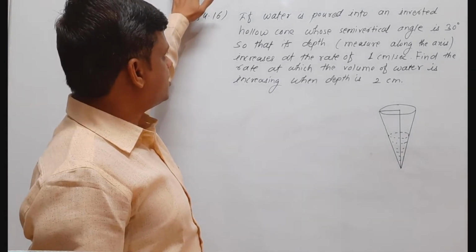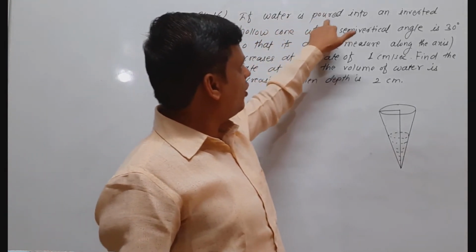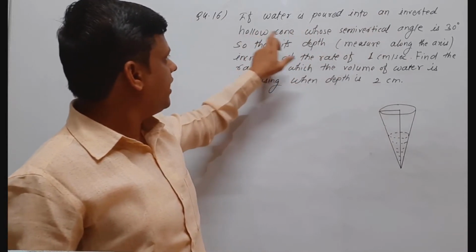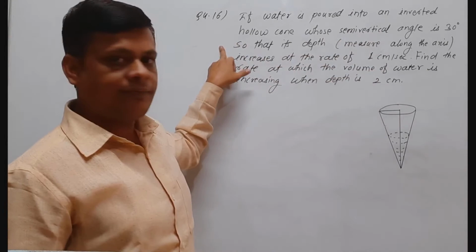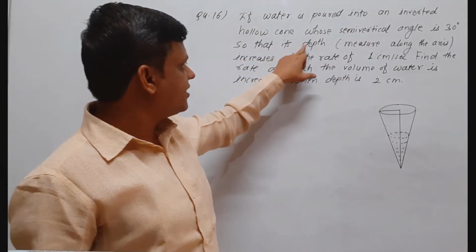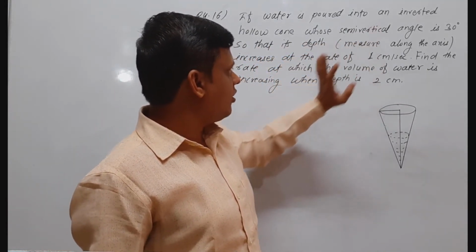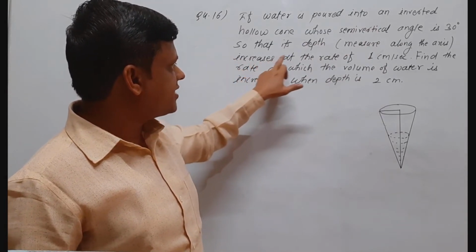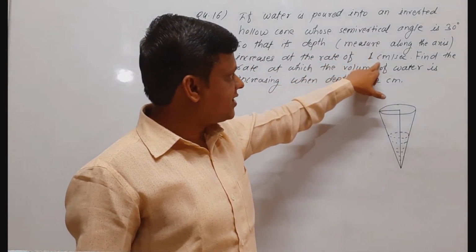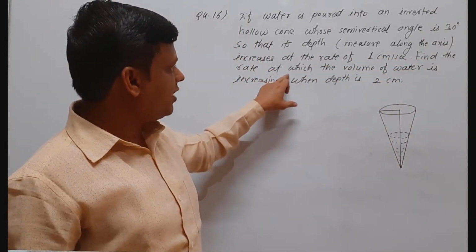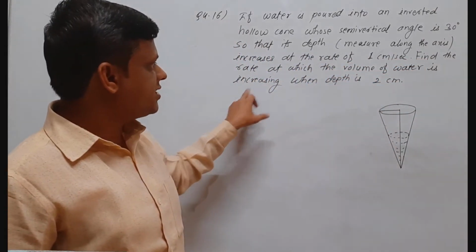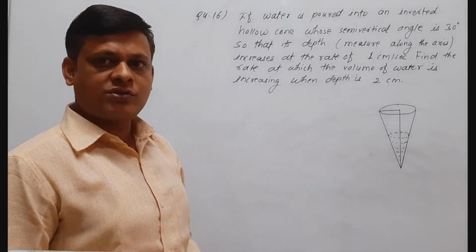Now see next question. If water is poured into an inverted hollow cone whose semi-vertical angle is 30 degrees, so that its depth measured along the axis increases at the rate of 1 centimeter per second, find the rate at which the volume of water is increasing when depth is 2 centimeters.